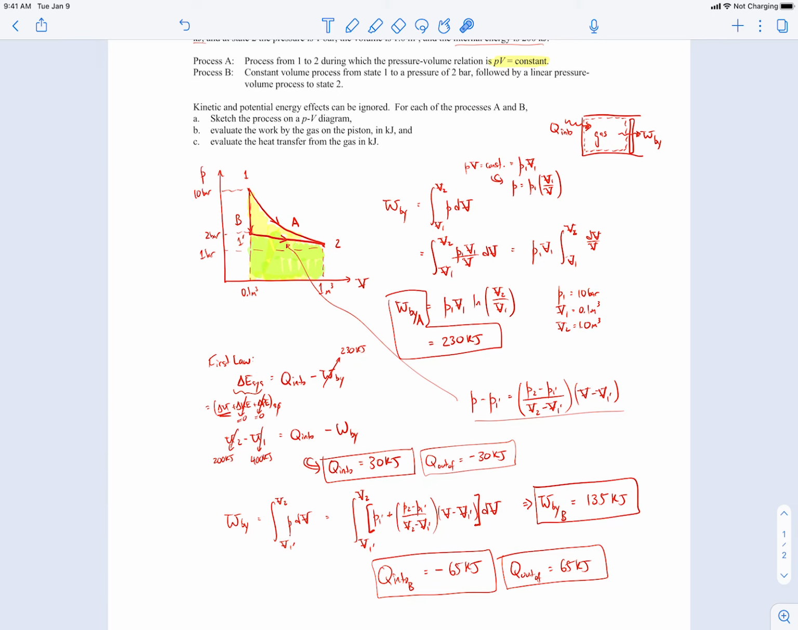And then for both cases, to find the heat transfer, we made use of the first law, recognizing that the change in total energy in this case would just be equal to the change in internal energy, because kinetic and potential energies don't change, we're told in the problem statement. And then it's just a matter of solving for Q, knowing what the values for U1 and U2 are, as well as the calculated values for the work done by the gas. All right, we'll end the example there.